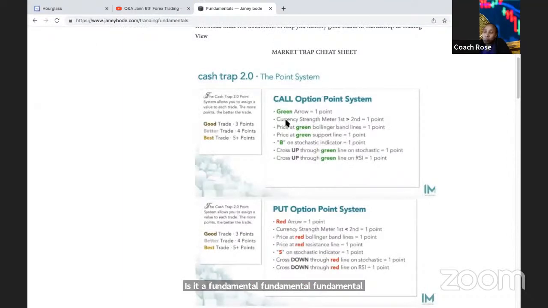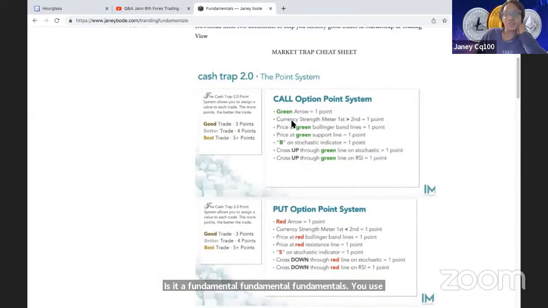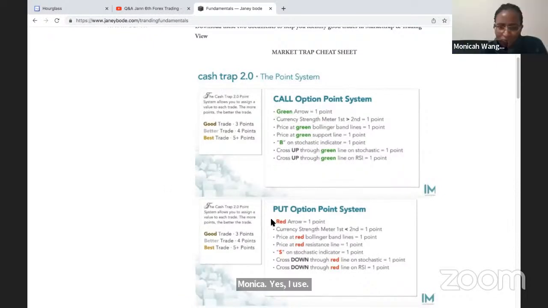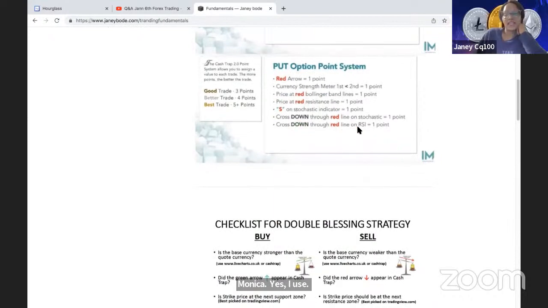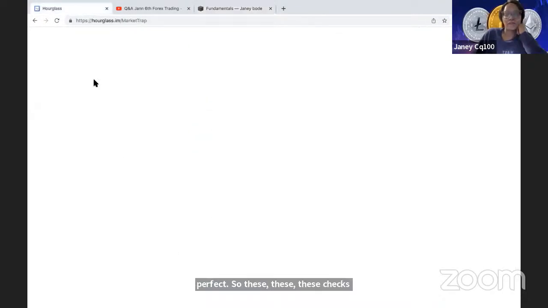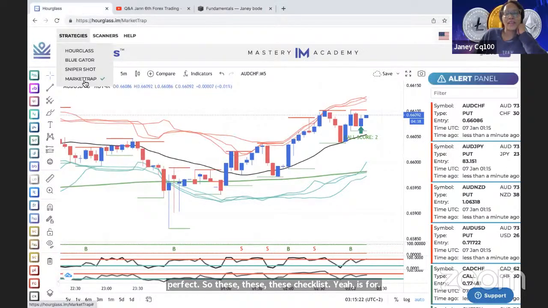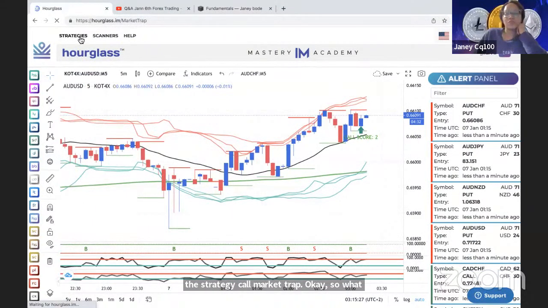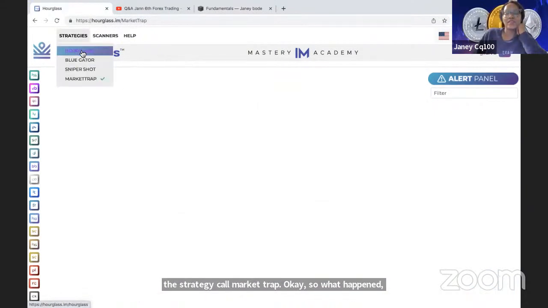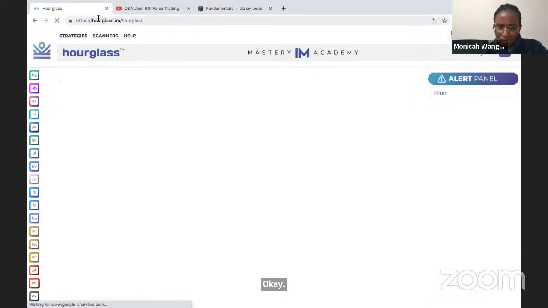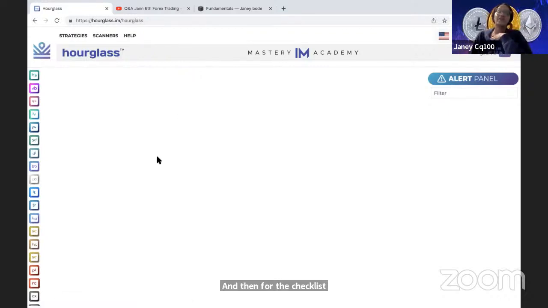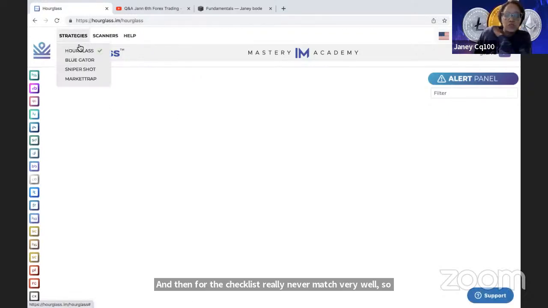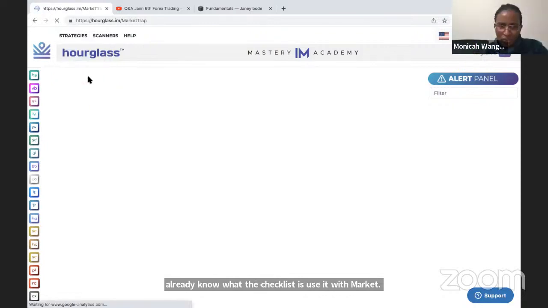So you use this, Monica? Yes, I use that. Okay, perfect. So this checklist is for this strategy called market trap. What has happened, and it's not your fault, is they changed the hourglass strategy. And so the checklist really never matched very well. So what I would recommend is, because you already know the checklist, use it with market trap.